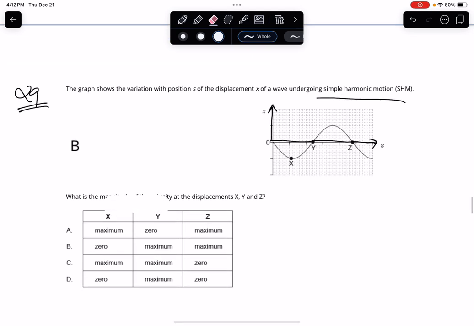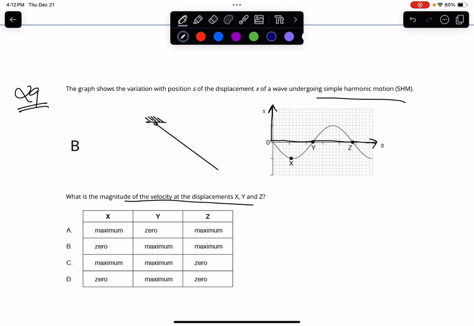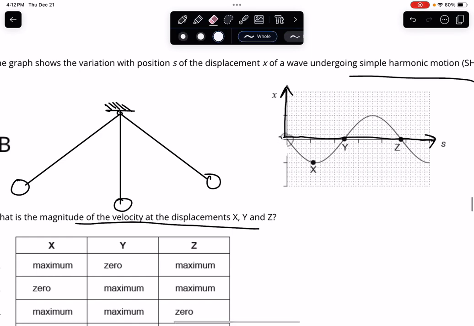So now they're saying, what is the magnitude of the velocity at the displacements of x, y, and z? Okay. So we look at the simple pendulum again. This is our simple pendulum. And what we can see, first of all, is that we start off where displacement x is equal to 0. Okay. So displacement x at this point is 0, and then the displacement x would be falling. Okay?